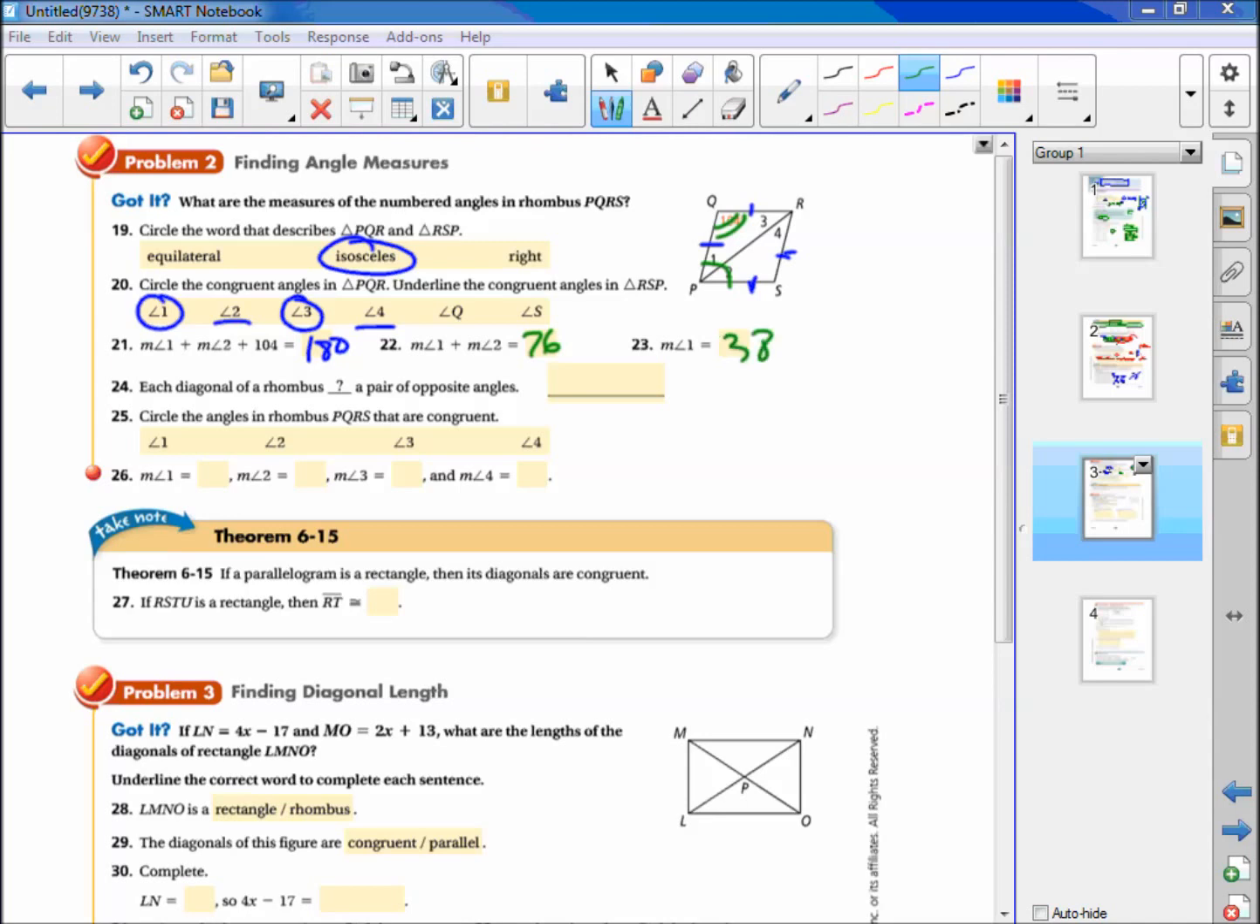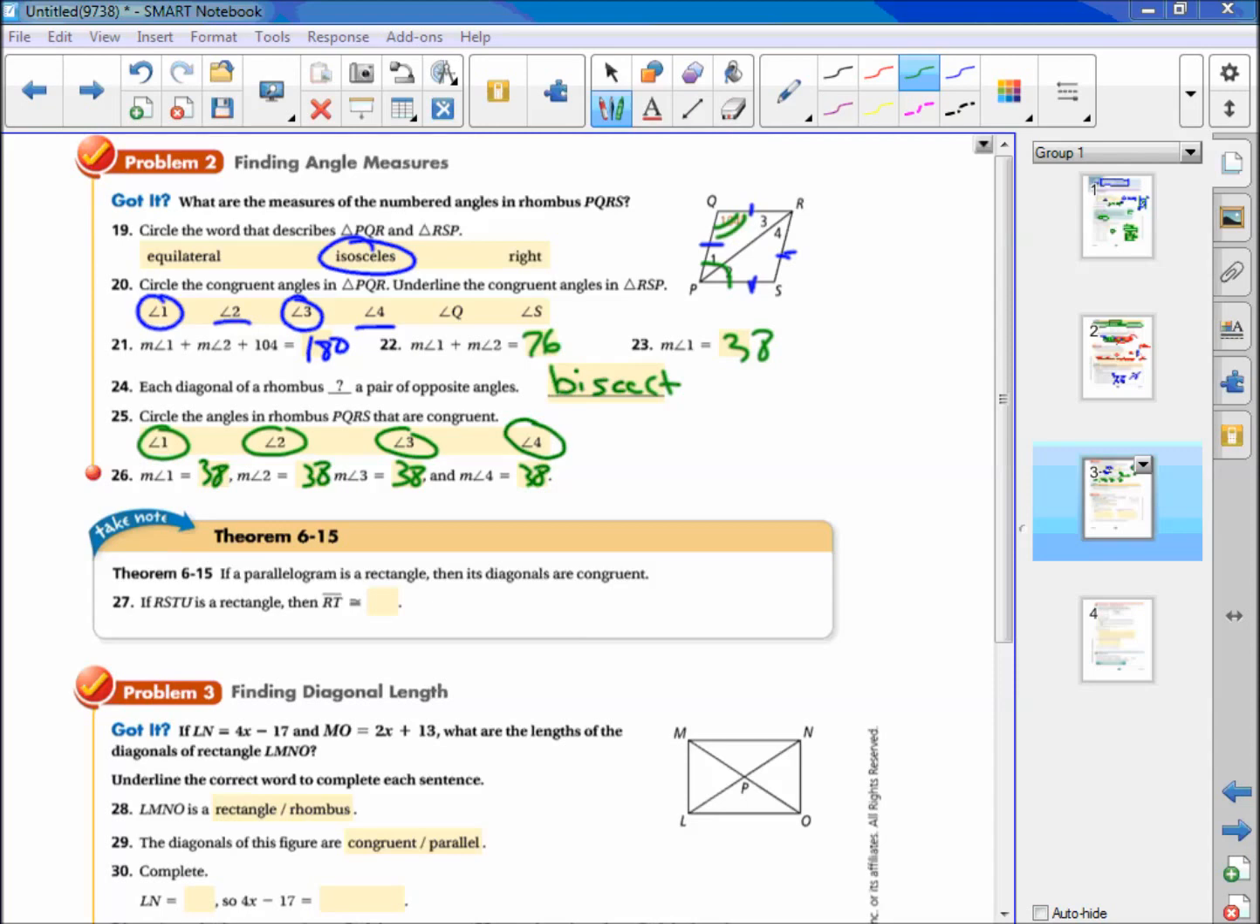Okay. Each diagonal of a rhombus is going to bisect a pair of opposite angles. So it's going to split the opposite angles in half, and that's why 1 and 2 are the same and 3 and 4 are the same. So circle the angles in rhombus PQRS that are congruent. So 1, 2, 3, and 4 should all be congruent to each other. And that means since the measure of angle 1 is 38, then the measure of angle 2 should be 38, and 3 should be 38, and 4 should be 38. So these should all be 38.